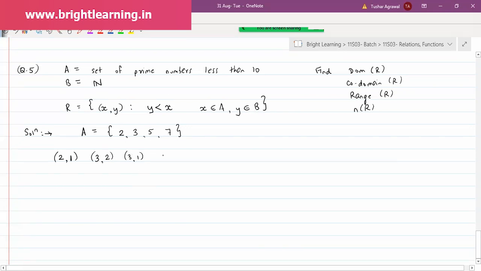Okay. 5. 5 will get paired up with how many numbers? It will get paired up with 1 also. It will get paired up with 2 also. It will get paired up with 3. And it will get paired up with 4 also. And 7, if you take X equal to 7, can you see that 7 will get paired up with 1, 2, 3, 4, 5, 6?